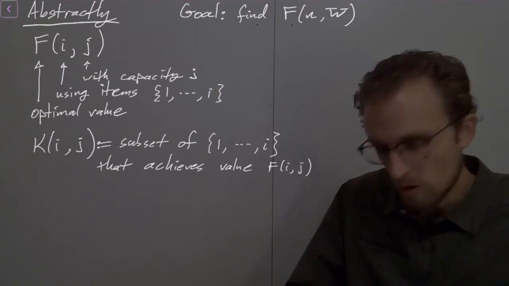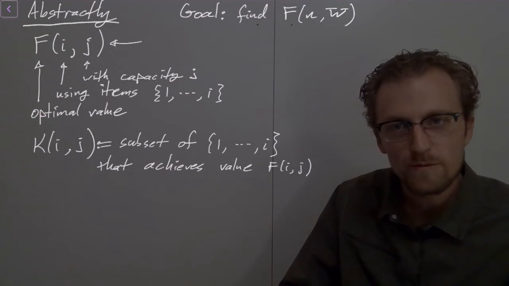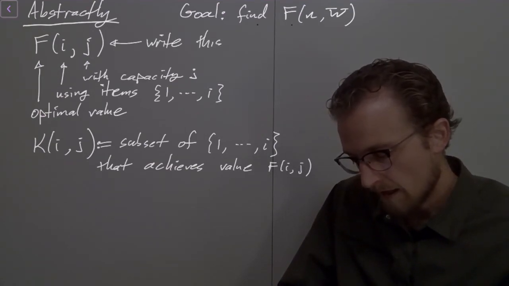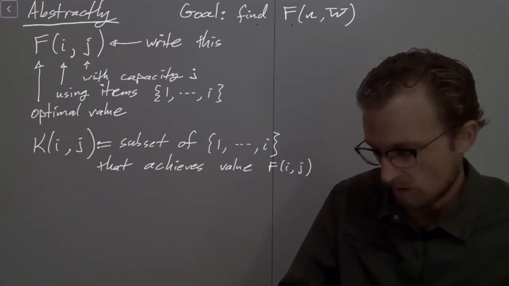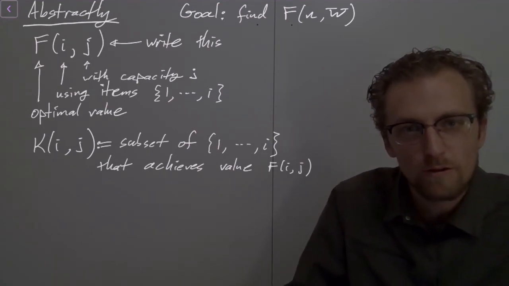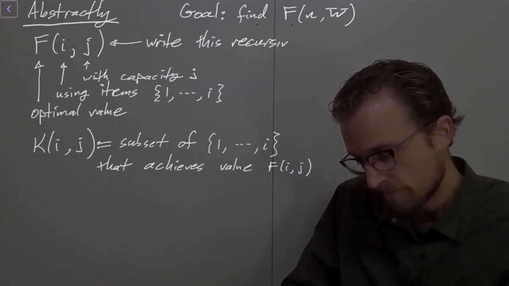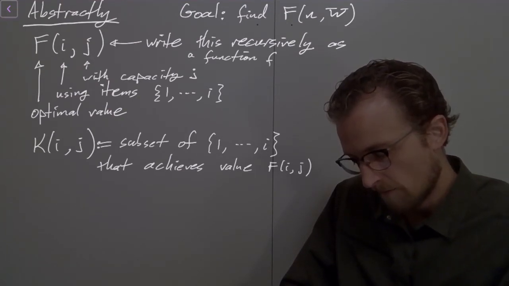So what we want to do is write this in terms of subproblems. Write this essentially as a function of subproblems, so as a function of f of stuff, where that stuff is now smaller than i and j. So write this basically recursively as a function of solutions of subproblems.